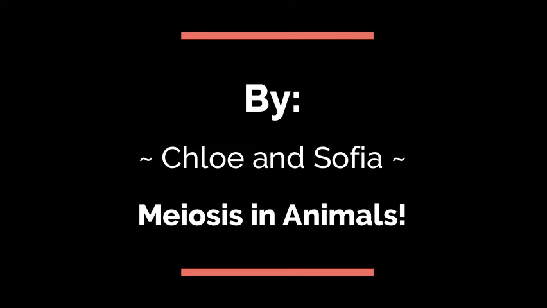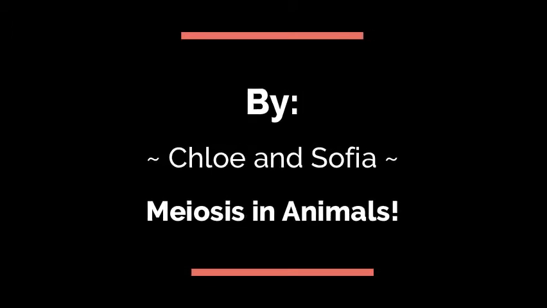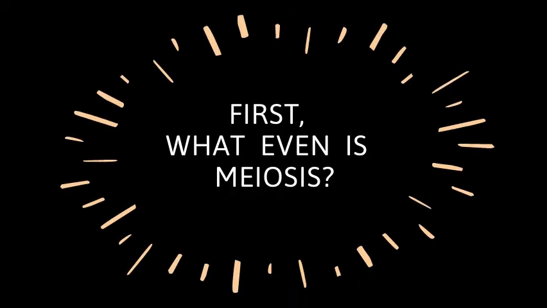Hey guys, it's Chloe and Sophia, and today we're going to be covering the process of meiosis. Meiosis is a process in which gametes, also known as sex cells, are dividing. Meiosis starts out with one diploid cell and results with 4 haploid cells.